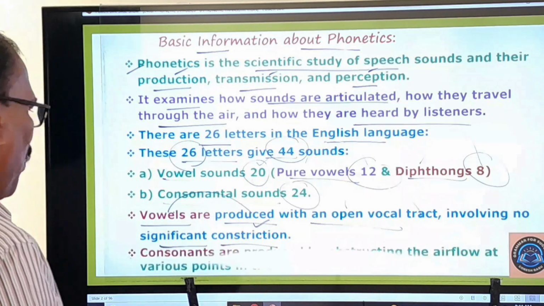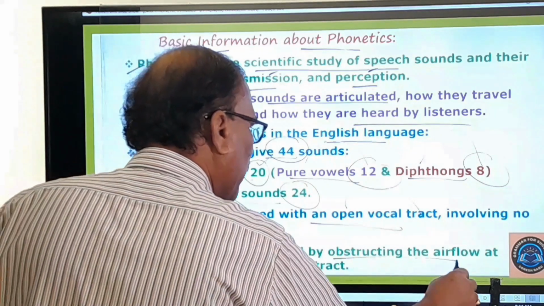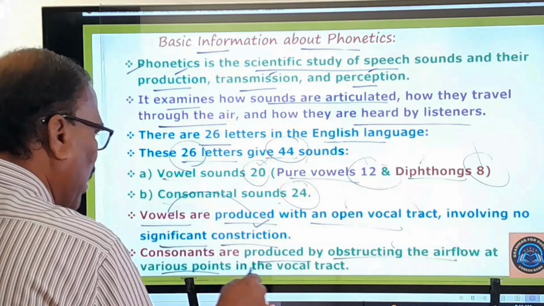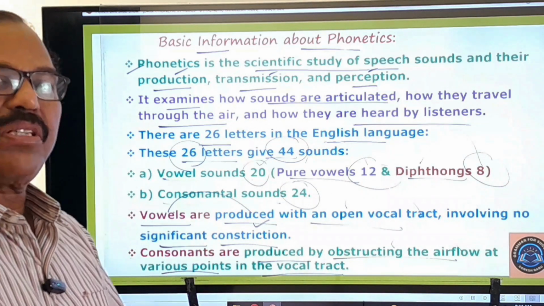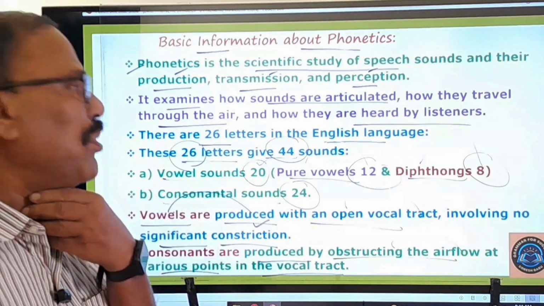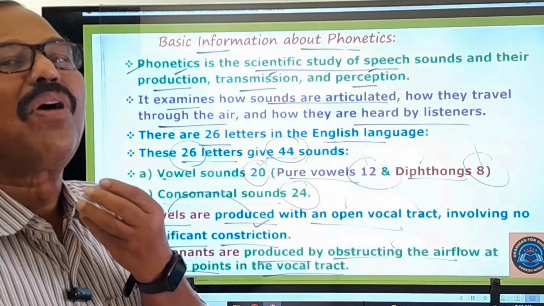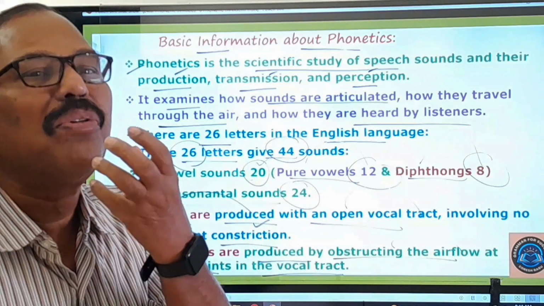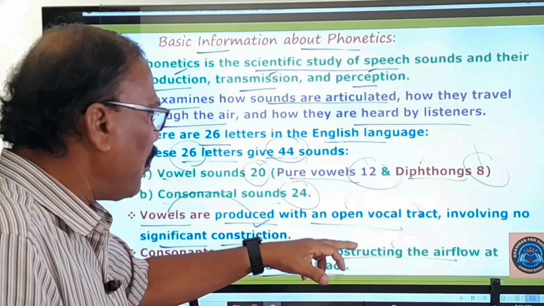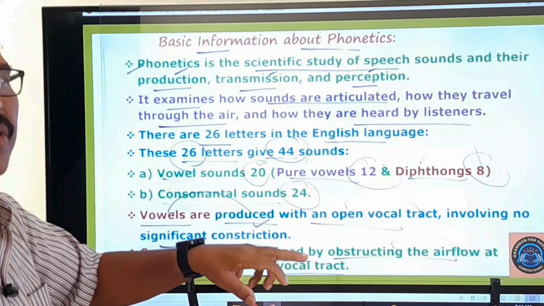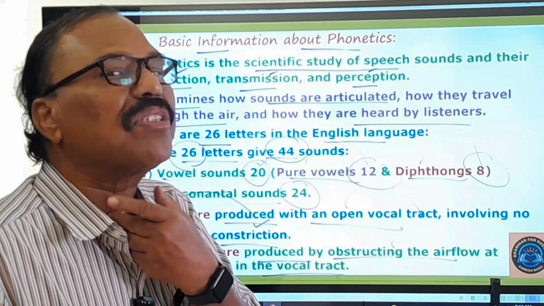Now go to the next very important point: consonants are produced by obstructing the airflow at various points in the vocal tract. How are the consonantal sounds produced? They are produced by obstructing the airflow. You obstruct, meaning you compress, the airflow at various points in the vocal tract. This is the vocal tract, from here to here.